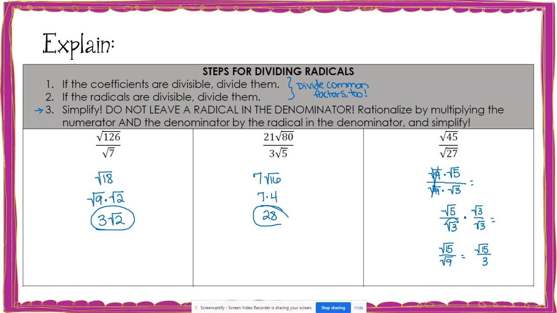Now we always want to check and make sure that nothing else can be simplified. Our radical of 15 does not have any factors that are perfect squares. Because there are no factors that are perfect squares, this is completely simplified. If you look at your answer and your answer has a radical in the denominator, then your answer is not in simplest form. So it's very important that you always rationalize the denominator.